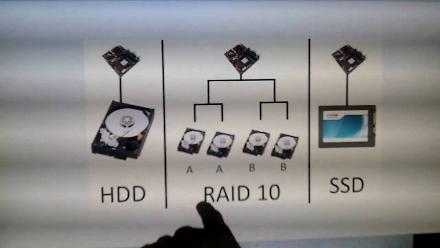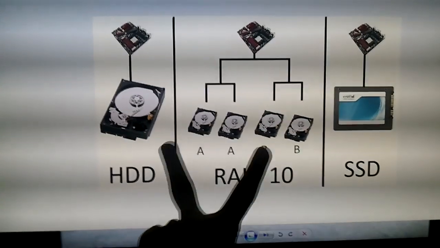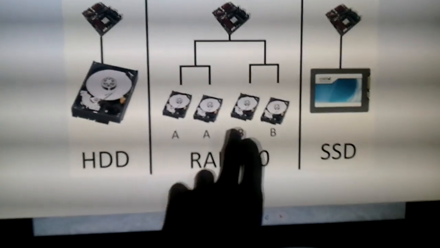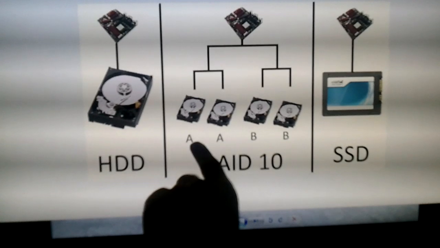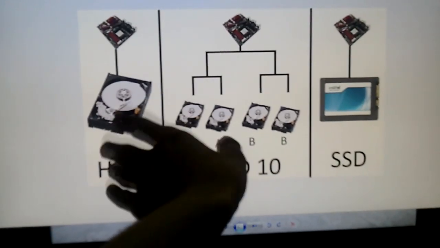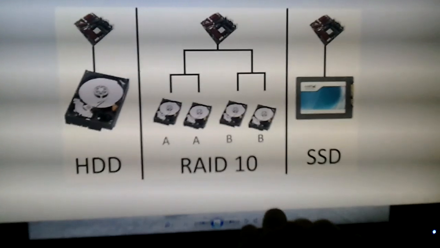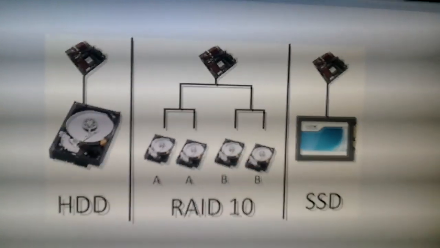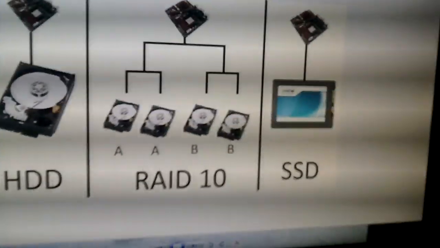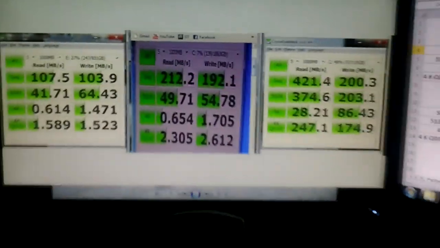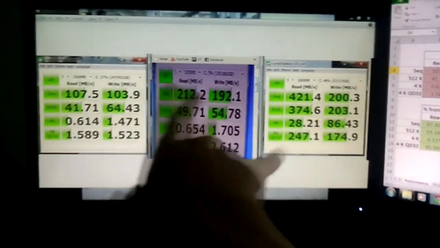With RAID 10, you are splitting the data into A and B, but you're also copying it, so it's safe and split apart. So that's RAID 10. Don't want to go into details with RAID. Boring. Now these are the scores.